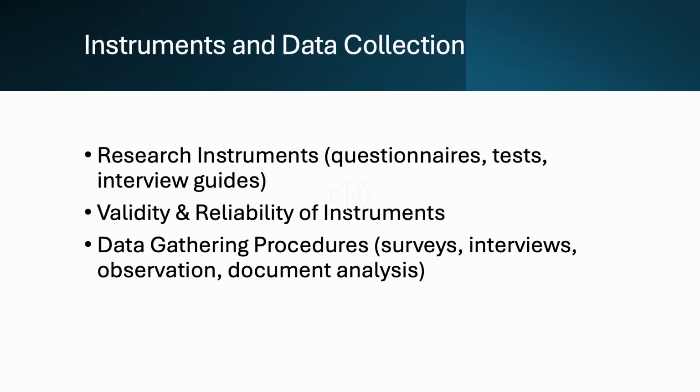This presentation will focus on the key components of instruments and data collection. First, we will explore the types of research instruments commonly used, such as questionnaires, tests, and interview guides. Next, we will examine the concepts of validity and reliability, which ensure the accuracy and consistency of these tools. Finally, we will discuss various data gathering procedures, including surveys, interviews, observations, and document analysis, all essential for obtaining credible and relevant data for research.